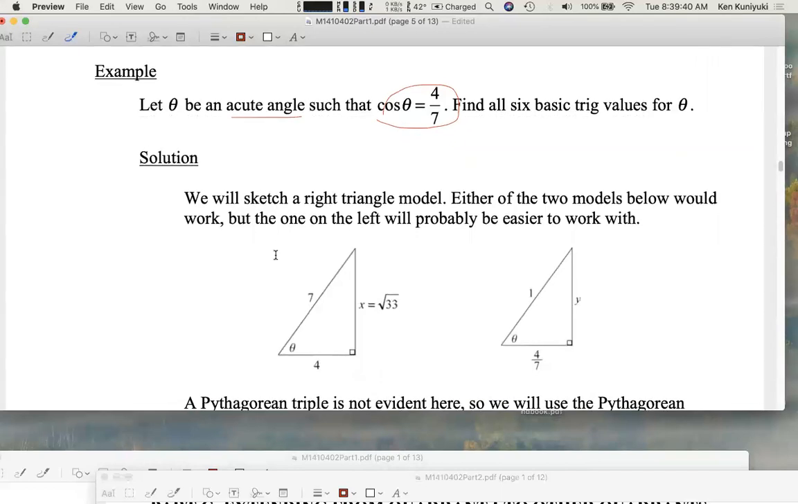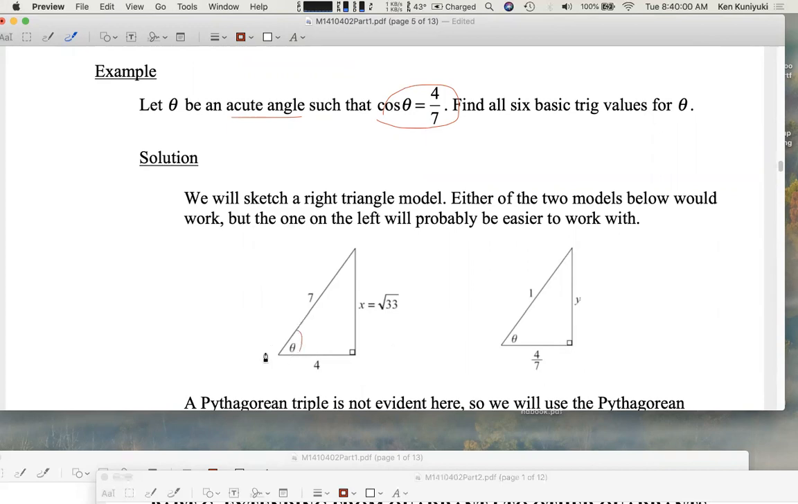Now, first of all, it's helpful to sketch a right triangle model. You don't need a ruler to do this, but make sure that longer side lengths do in fact lead to longer sides when you draw these things. In particular, the hypotenuse must be the longest side. So let's sketch a right triangle model.